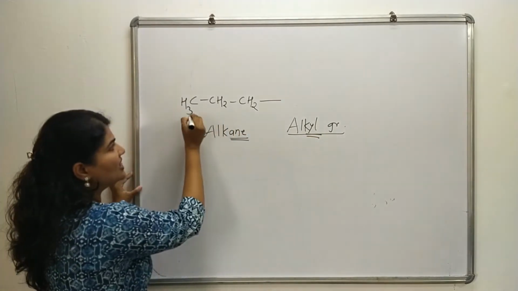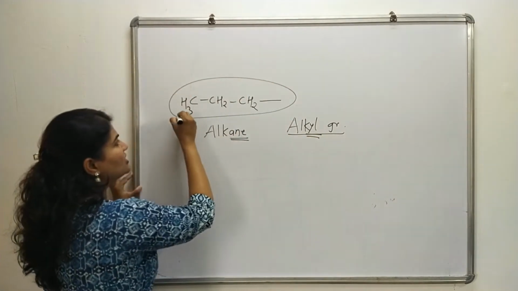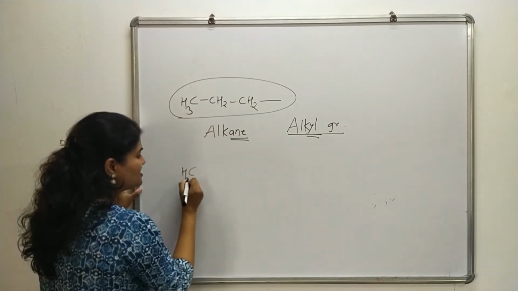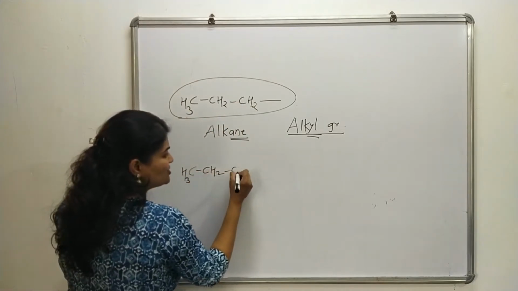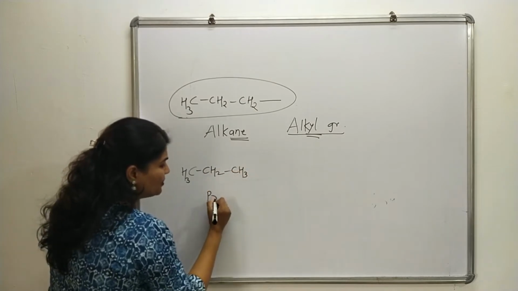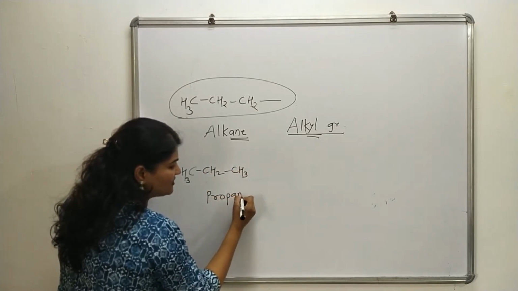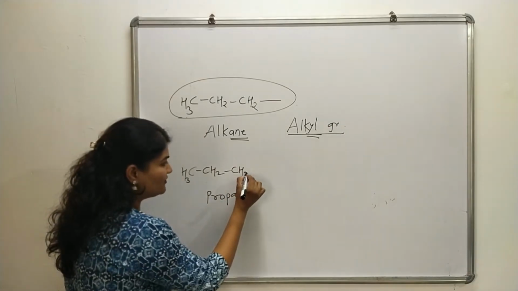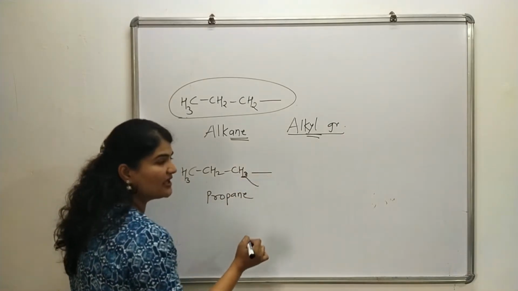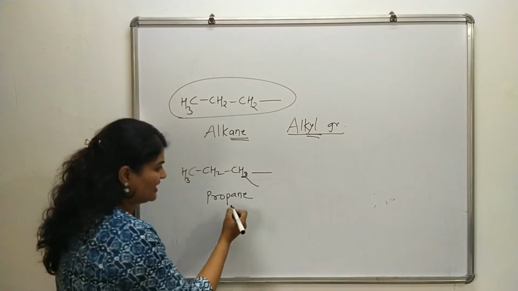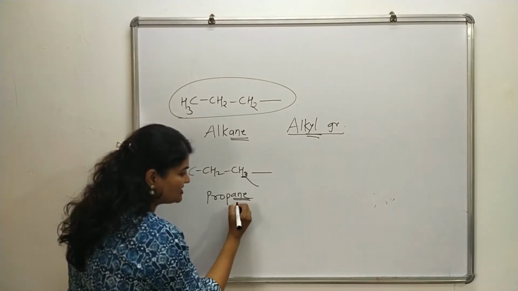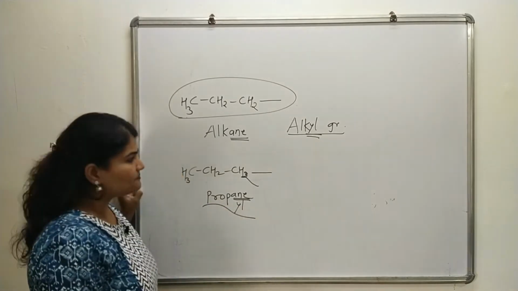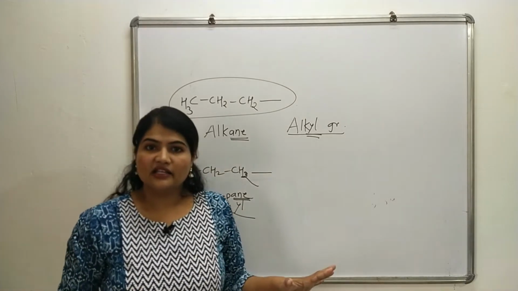If you are deriving your alkyl group from parent propane, we start from this one, CH3, CH2, CH3. This is nothing but propane, a 3 carbon alkane. If I remove one of the hydrogens from here and make it a substituent, then I will replace ANE by YL. So the group becomes the propyl group. This is how the alkyl groups are named.